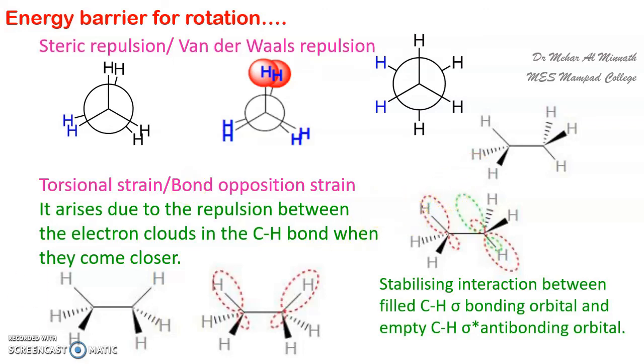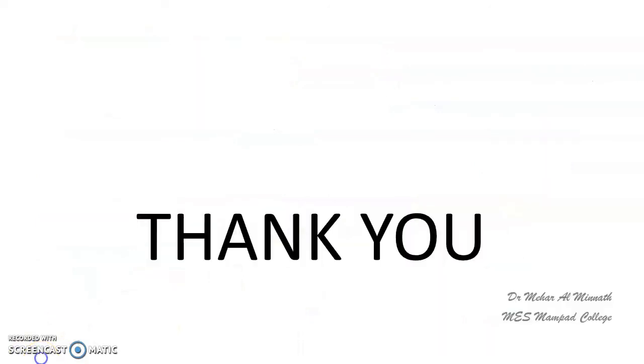So, steric repulsion and torsional strain. Steric repulsion arises due to atom size, when the atoms in reference interact, while torsional strain is because of the repulsion between the electron clouds in the bond. In this case it is the CH bond. Alright, so I hope the energy profile diagram and the reason for the energy variation are clear to you.